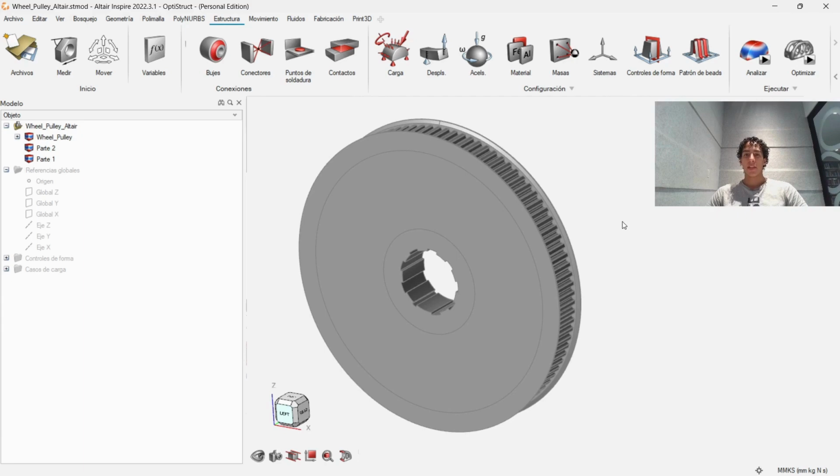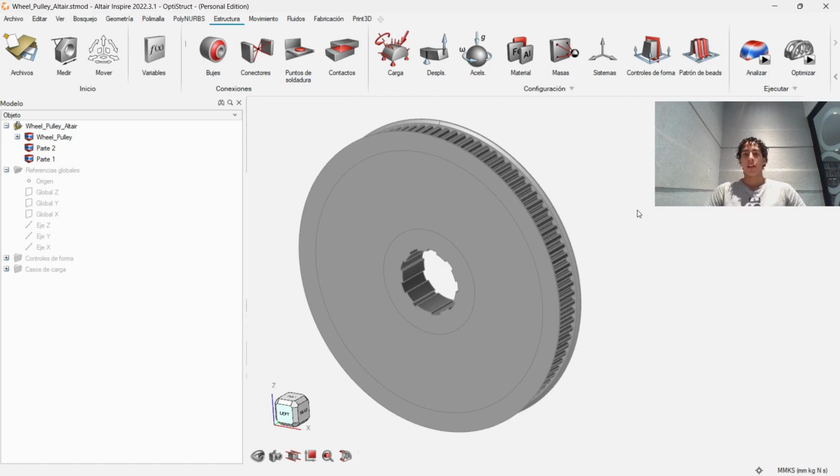It is a pulley for the transmission of a car that competes in the Shell Eco Marathon with the goal of achieving the highest possible energy efficiency. I chose this part because when aiming to improve energy efficiency, it is crucial to reduce the weight of the vehicle as much as possible.